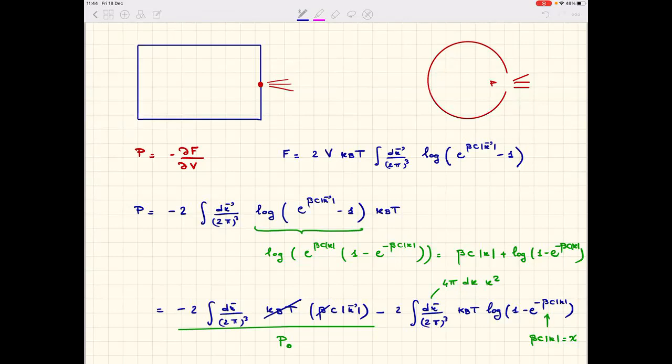Is it similar to the atmospheric pressure? Well, the atmospheric pressure depends on temperature. Believe me.